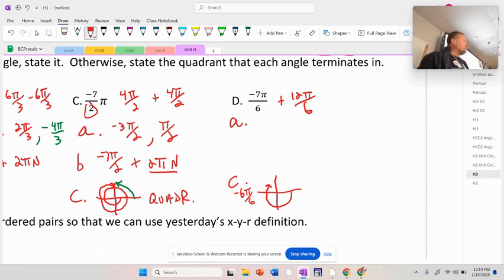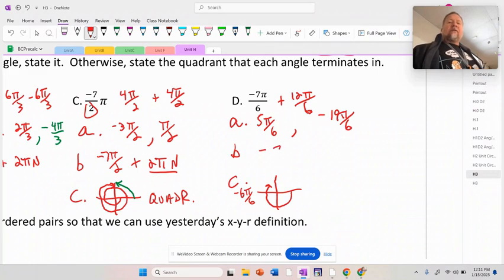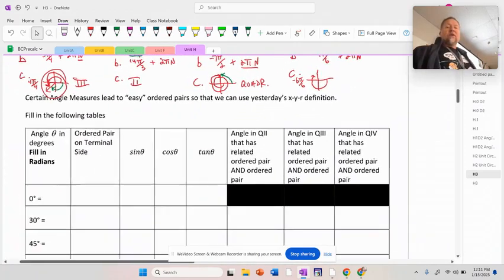Add 12 pi over 6, correct? And what do you end up with? 5 pi over 6. And then you're supposed to subtract 12 pi over 6. That's -19 pi over 6. Got it? So then what's B? You take any one of these three. It doesn't matter. It's plus 2 pi n. That gets me the same angle, the same position where I was. That's literally what I did to find these coterminal angle measures.